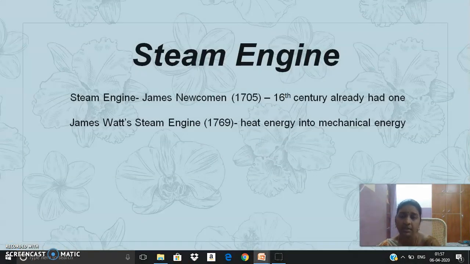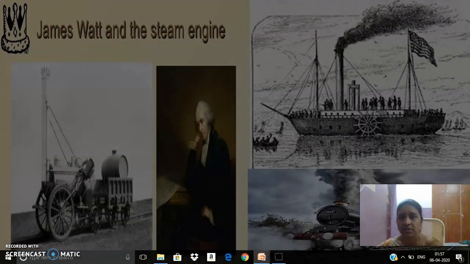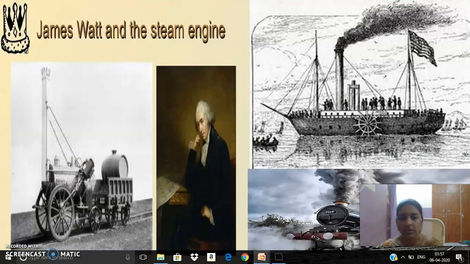Yet another important innovation was the steam engine, which was introduced by James Newcomen, with some improvisation and advancement done in this steam engine by James Watt, who tried to transfer heat energy to mechanical energy in the year 1769. After the introduction of the steam engine, there were a lot of locomotives, and goods and commodities were transferred from one place to another through ships and goods trains.